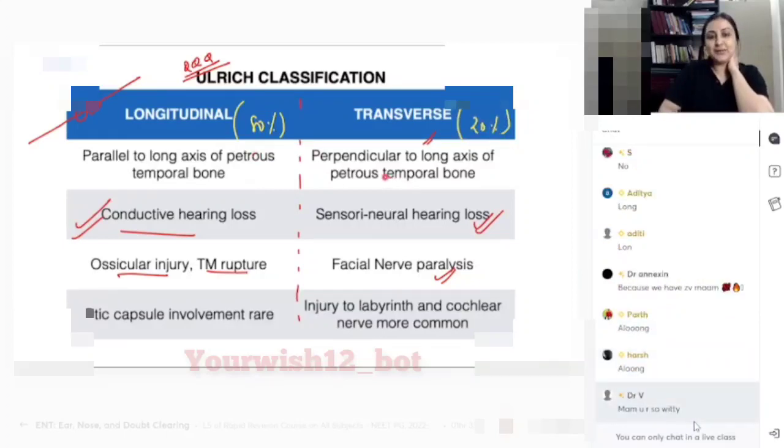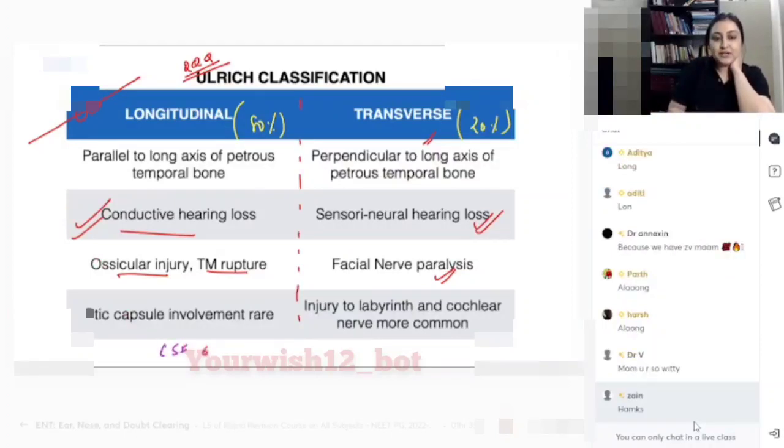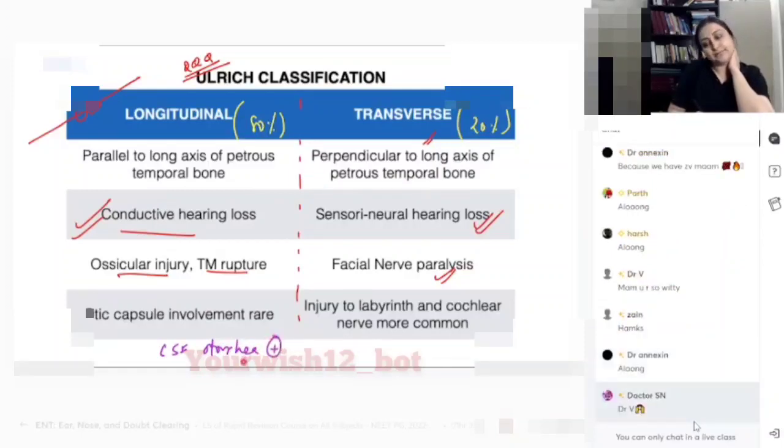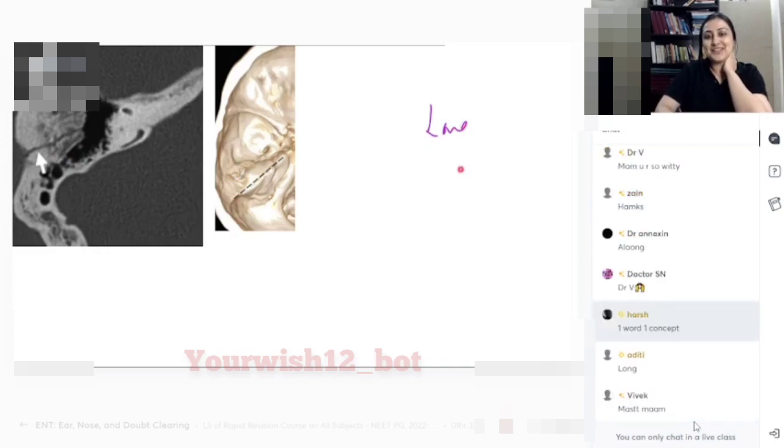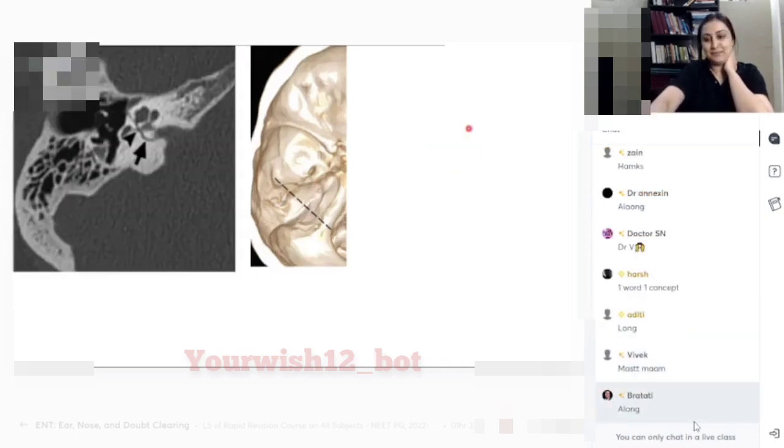Okay, so this is 80 and 20, and which will have CSF otorrhea? Again, along, right? So सब कुछ, when in doubt, along. So this will also have CSF otorrhea more commonly. Okay, got it? So this is about longitudinal versus transverse. तो ये क्या है बताओ बच्चों? It is along. This is longitudinal fracture of temporal bone.